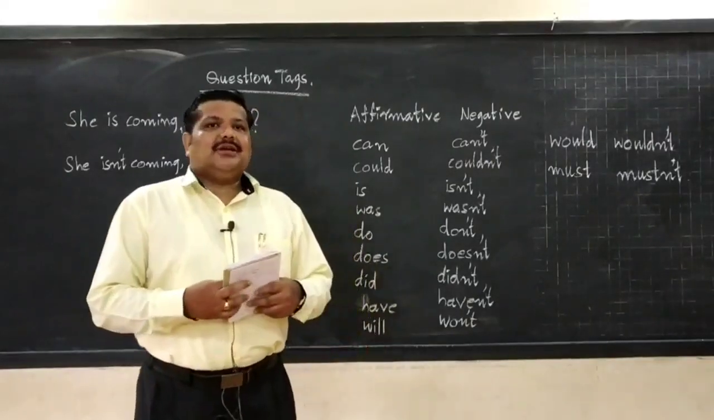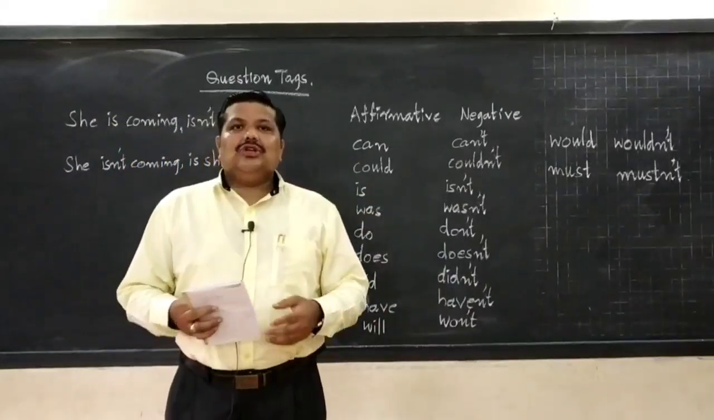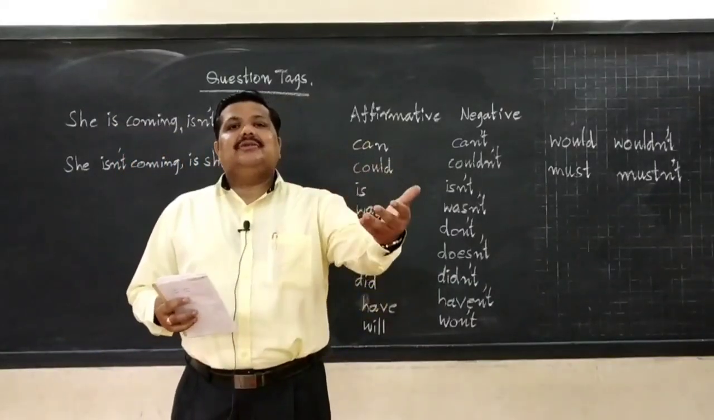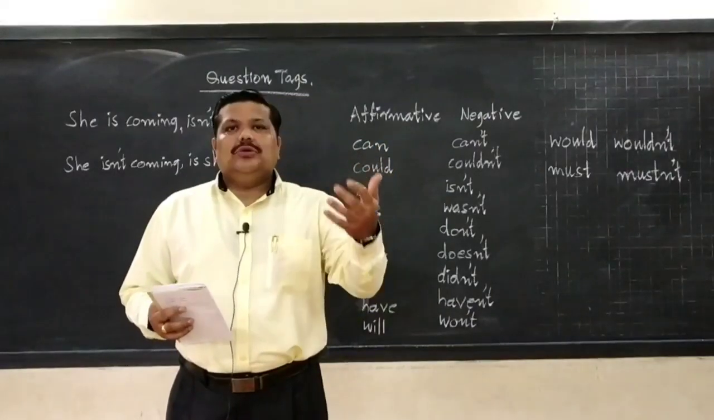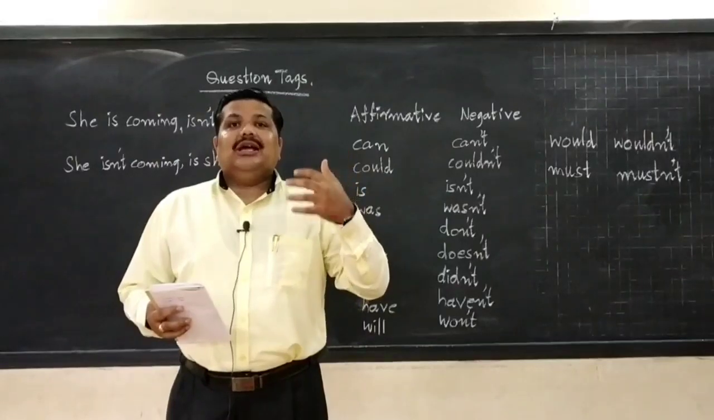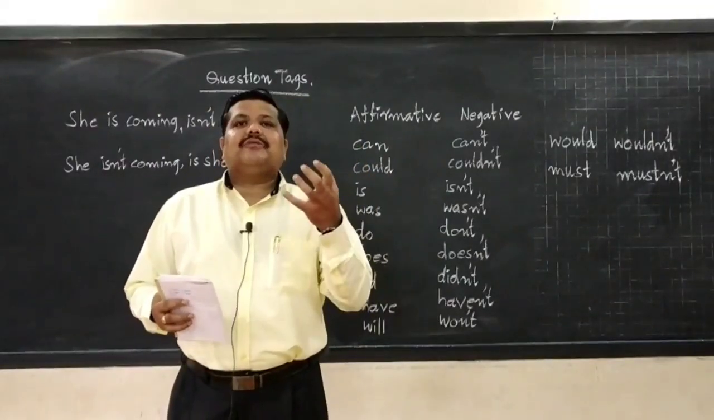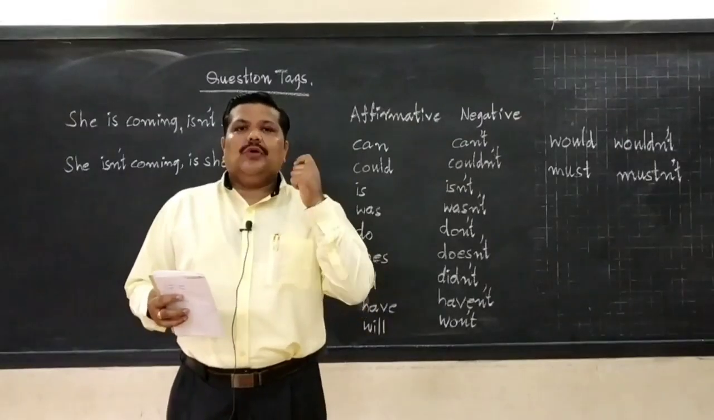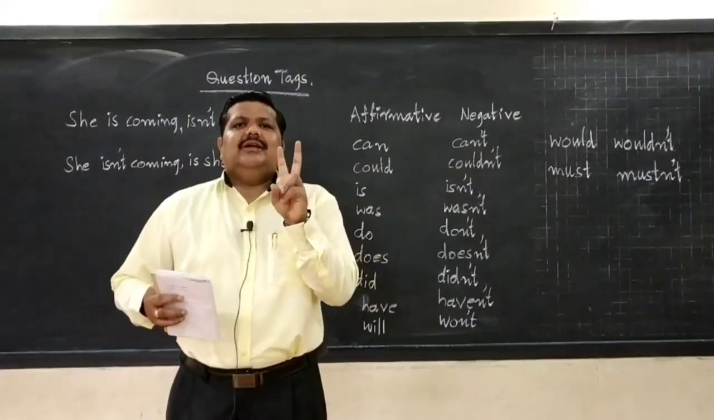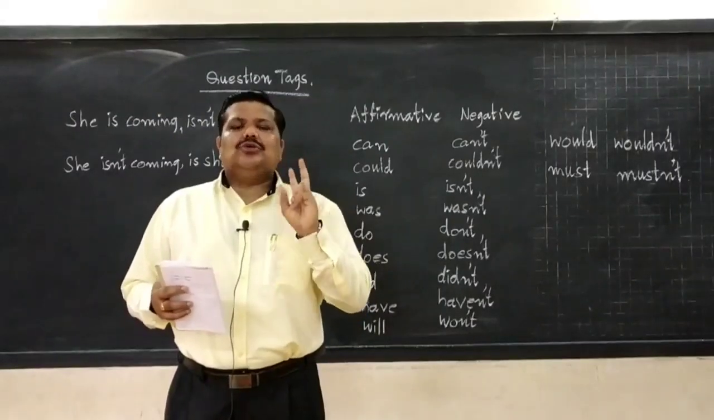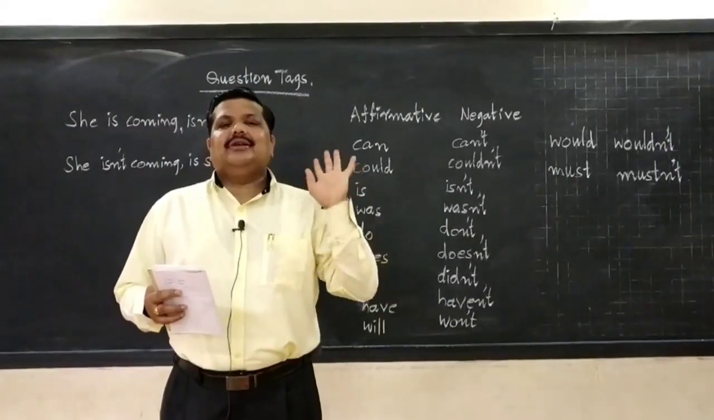Question tags are nothing but very short questions asked by speakers in order to know listeners' opinion. If I am asking a question tag to you, that means I want to know yes or no about some information. That's the purpose of question tags. So today we are going to study two types of question tags. Basically, broadly speaking, there are two types. One is positive tags, another is negative tags.